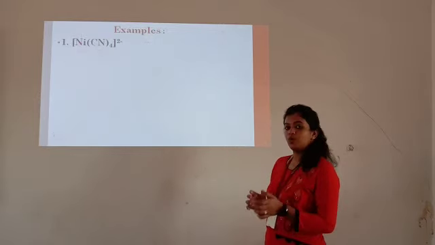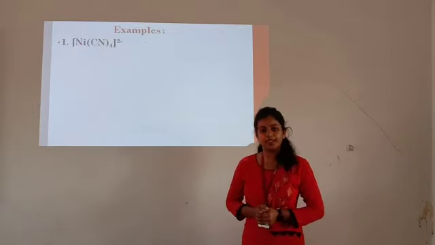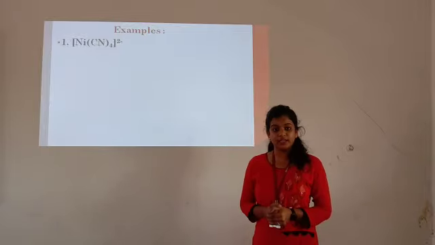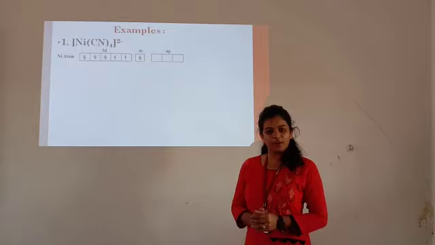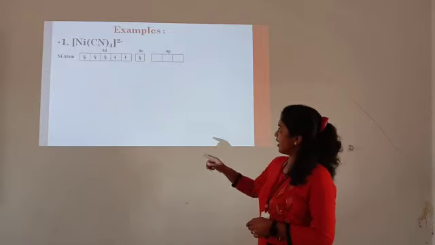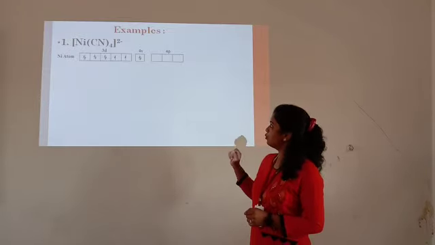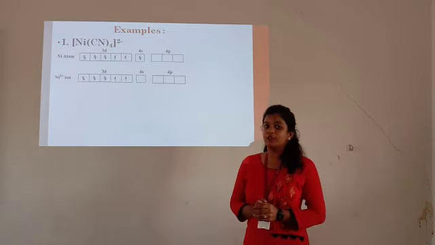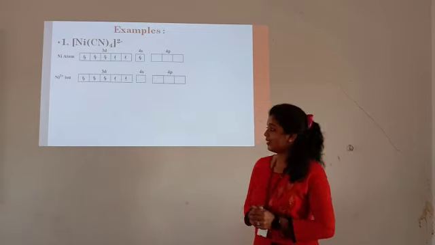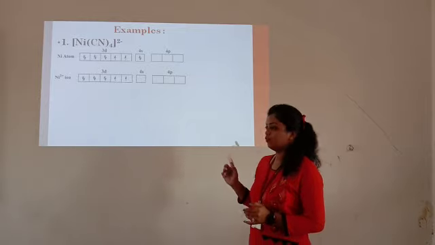Next. Now, example. Our first example is tetracyanonickelate. Here, nickel is our central metal ion. So, first we will write the electronic configuration of nickel. That is Ar 3d8 4s2 4p0. Now, we will write the electronic configuration of nickel with a +2 oxidation state. That is Ar 3d8 4s0 4p0.